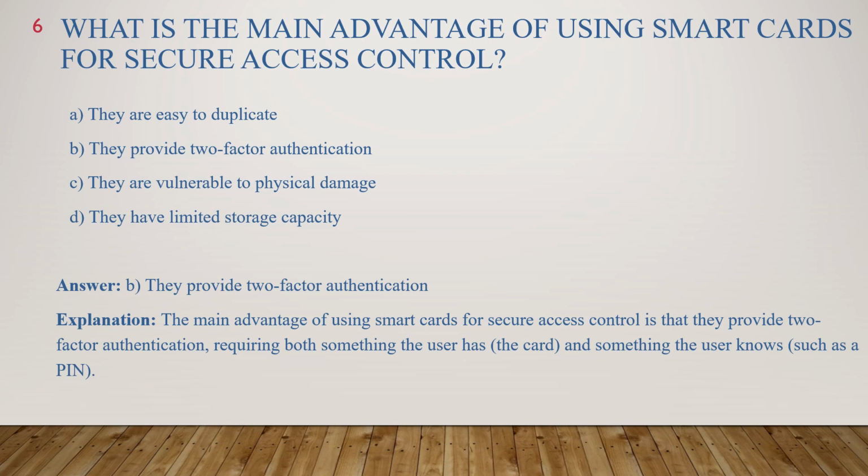Why other options are incorrect? Option A. They are easy to duplicate. This is incorrect because smart cards are designed to be difficult to duplicate, which is why they are used for secure access control. Option C. They are vulnerable to physical damage. This is incorrect because smart cards are designed to be durable and resistant to physical damage. Option D. They have limited storage capacity. This is incorrect because smart cards have sufficient storage capacity for storing authentication credentials and other relevant data.